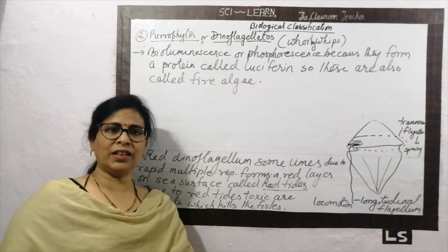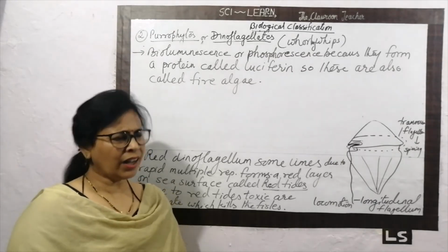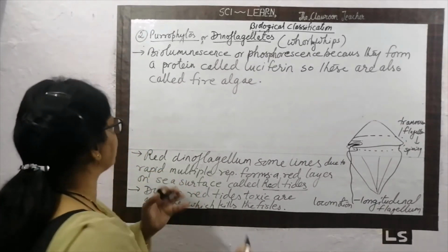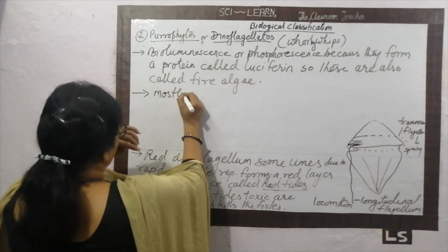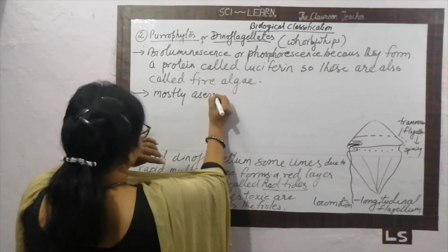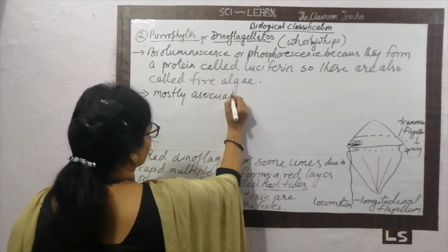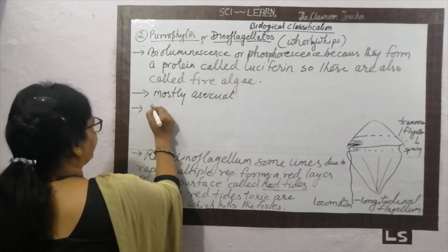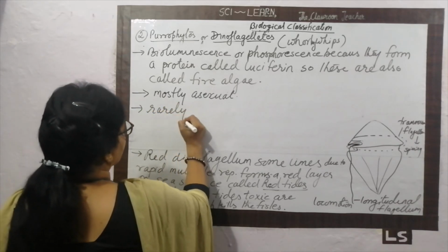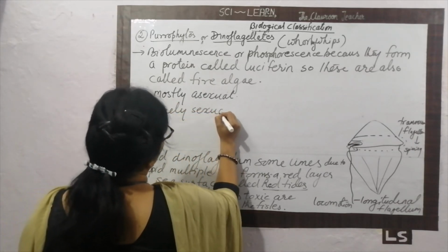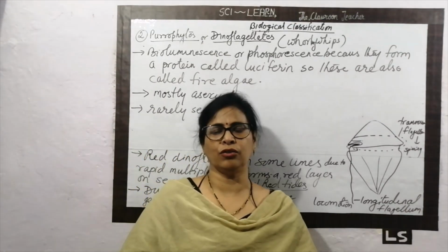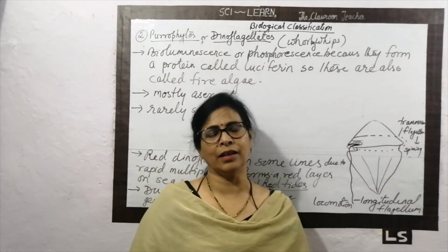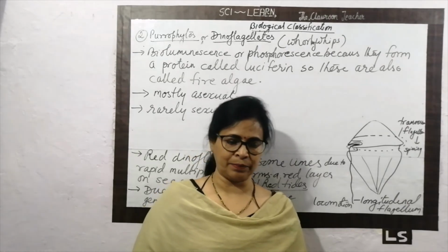These are mostly asexual in nature, and very few sexual species are also there. So these are mostly asexual and rarely sexual in mode of reproduction. So this is all about the second class of kingdom Protista, that is the Dinoflagellates.